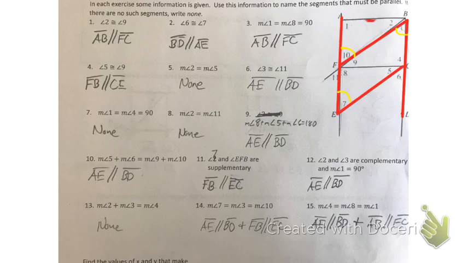So let's focus on the 7 and the 10 real quick. Do you see this line and this line? And this is my transversal. Those are corresponding angles. If they're equal, then this line is parallel to that line. Now forget about those, and let's look at 10 and 3. Those are alternate interior angles that are congruent, so this line is parallel to that line.